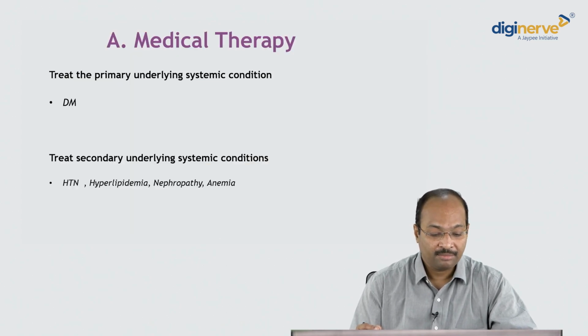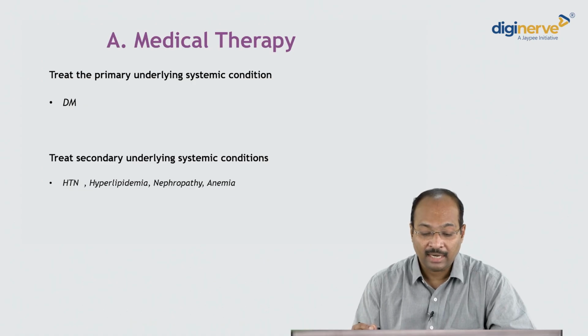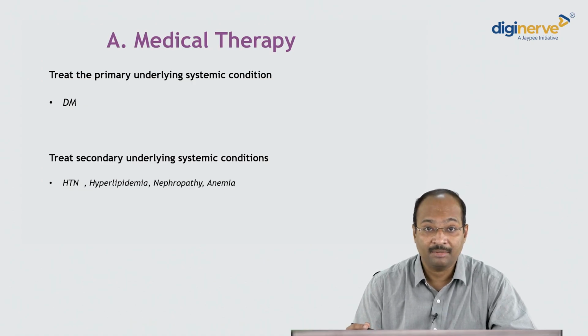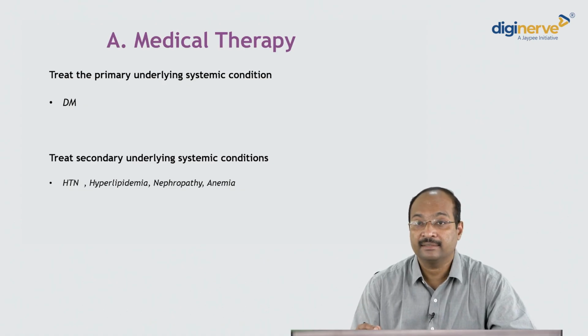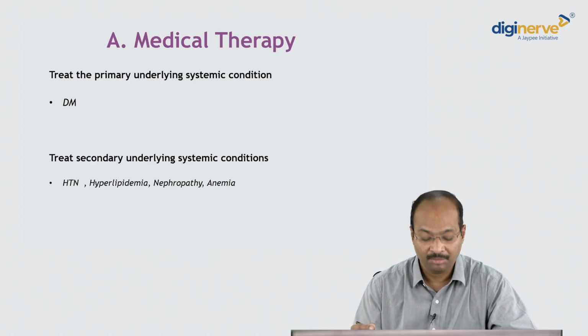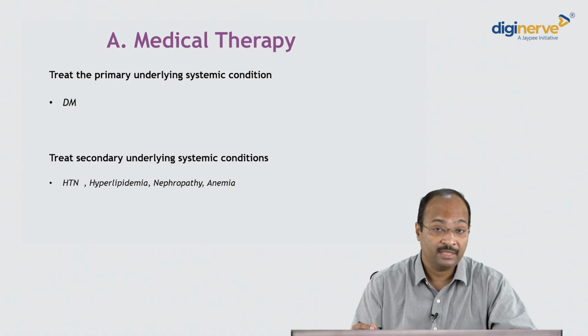Medical therapy, first step, we have to treat the primary underlying systemic condition, which is diabetes mellitus. We have to treat any other secondary underlying systemic conditions like hypertension, hyperlipidemia, nephropathy, anemia. We have to investigate for all these very thoroughly with the help of our physician colleagues.